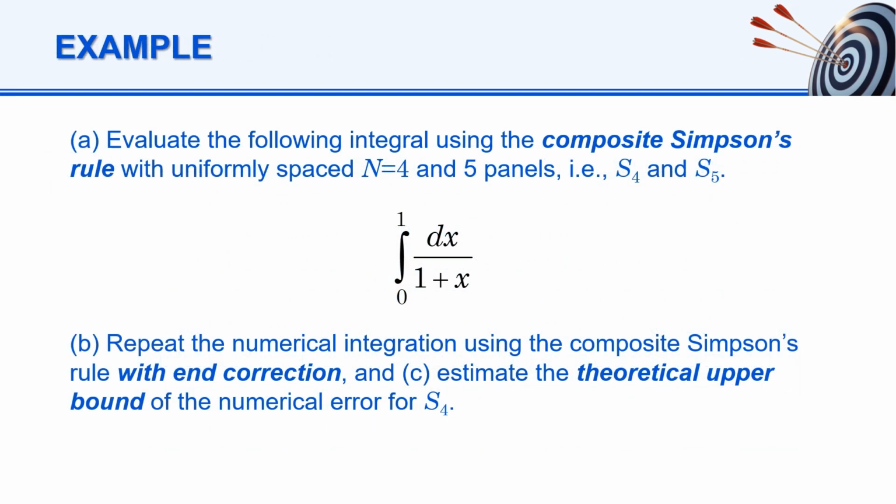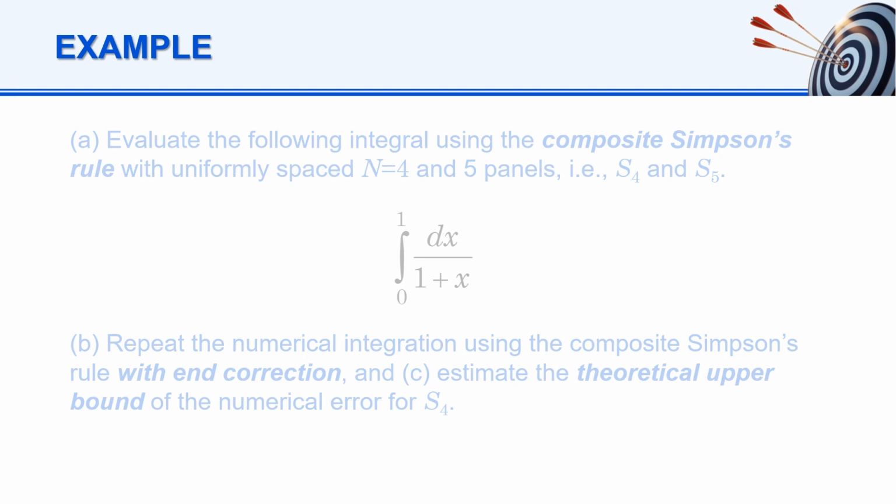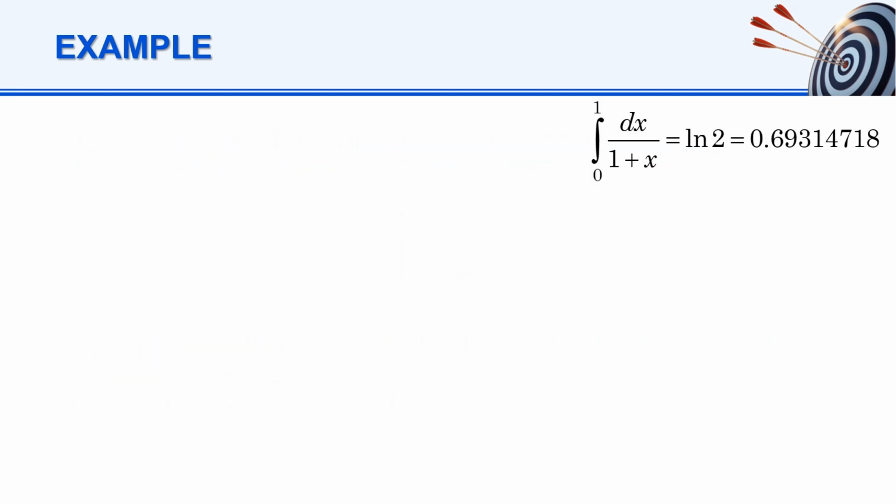Let us consider evaluating the following integral using the composite Simpson's rule with uniformly spaced n equals 4 and 5 panels. We will repeat the numerical integration using the composite Simpson's rule with end-correction and estimate the theoretical upper bound of the numerical error for S4. The true integral is natural logarithm 2.